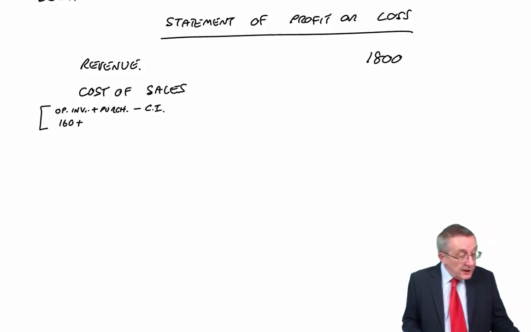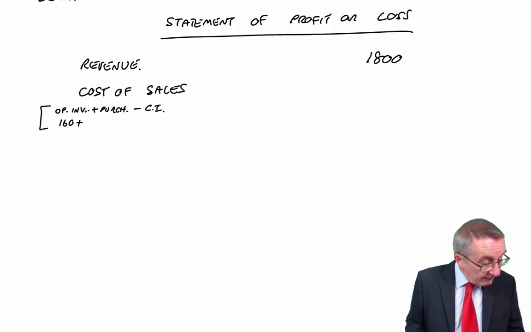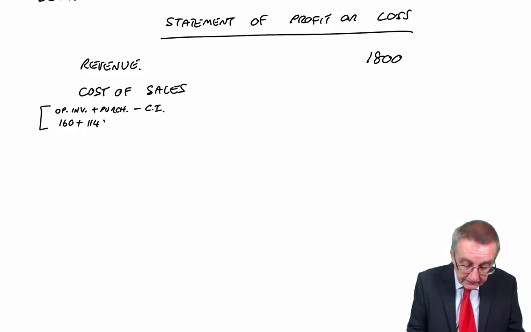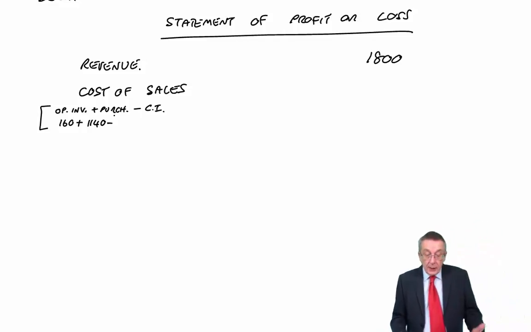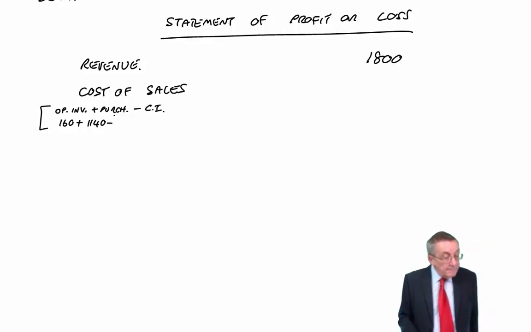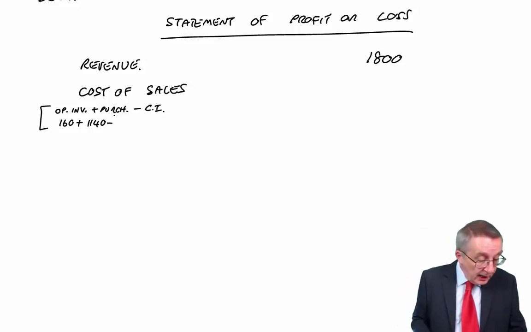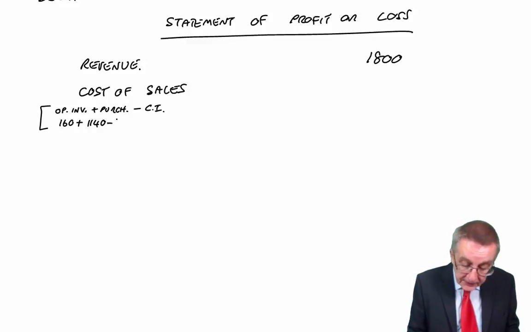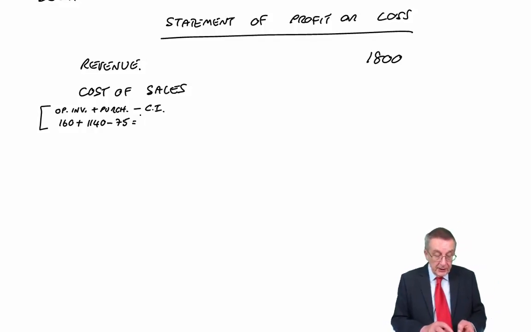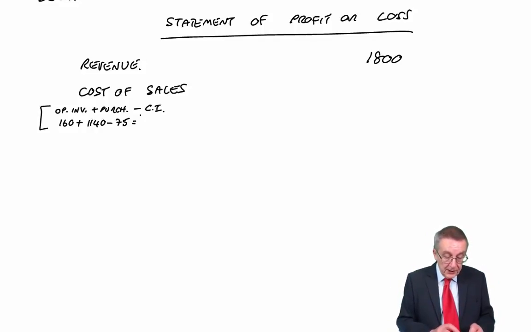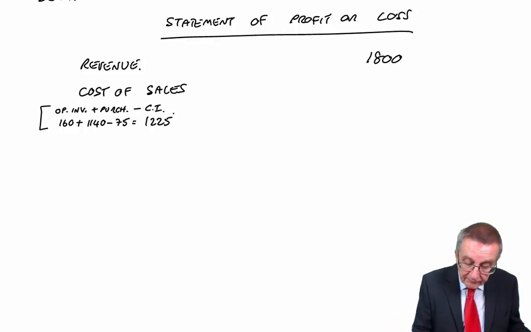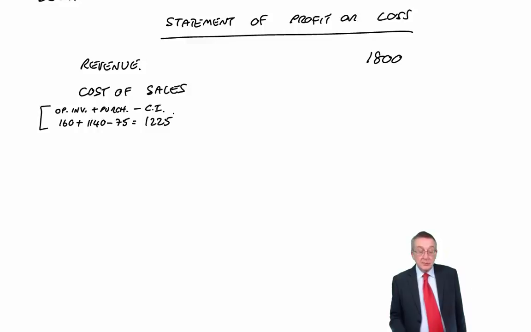The purchases for the year: net purchases just below revenue, 1140. To get cost of sales, subtract the closing inventory. And that was the third note below the trial balance. It was 75. So far I've got how much? 160 plus 1140 minus 75. So far, 1225.